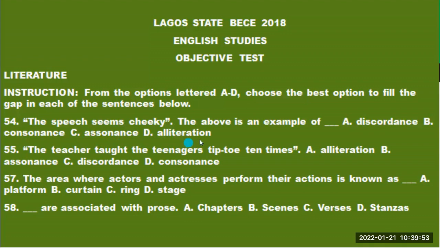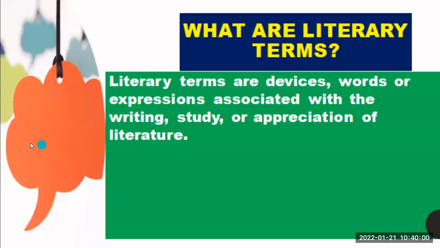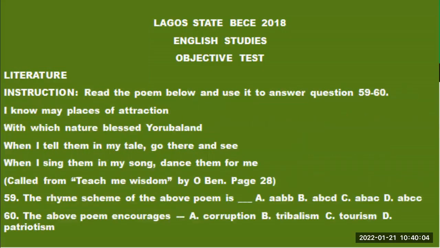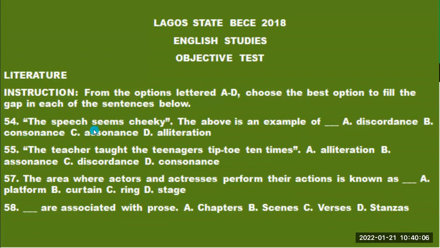Alliteration is also the repetition of consonant sounds, but the difference between alliteration and consonance is that alliteration is the repetition of the initial consonant sound. But consonance is just the repetition of consonant sounds.